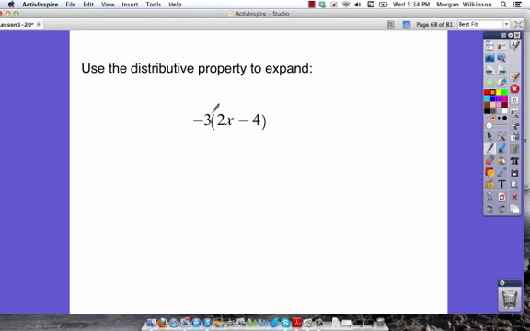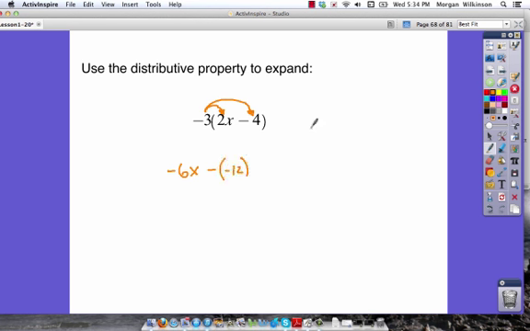Okay, let's use the distributive property to expand this problem. We have negative 3 times the difference of 2x and 4. So we're going to multiply first, and we're going to multiply second, and we're going to be subtracting in the middle. So we have negative 3 times 2x. Negative 3 times 2 is negative 6. And then we have negative 6x, because negative 3 times 2x must be negative 6x. Minus, and then we have negative 3 times 4. Negative 3 times 4 is going to have to give us negative 12.